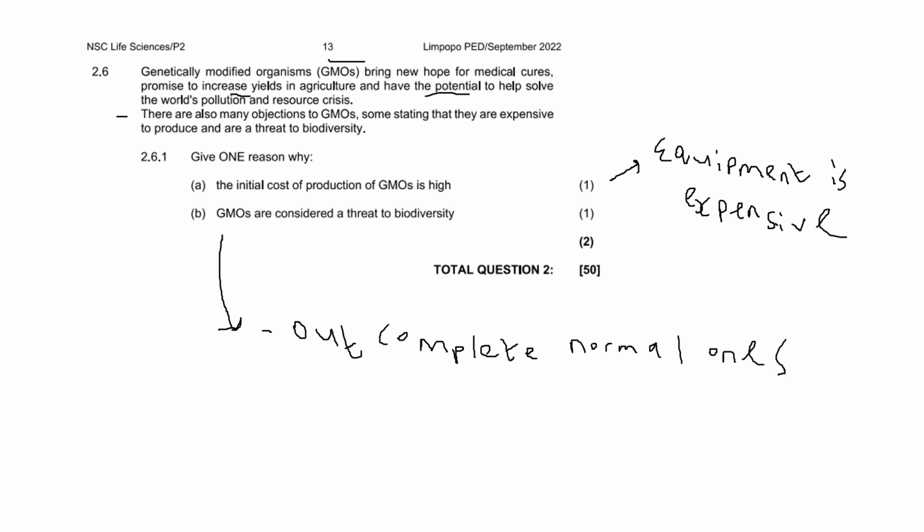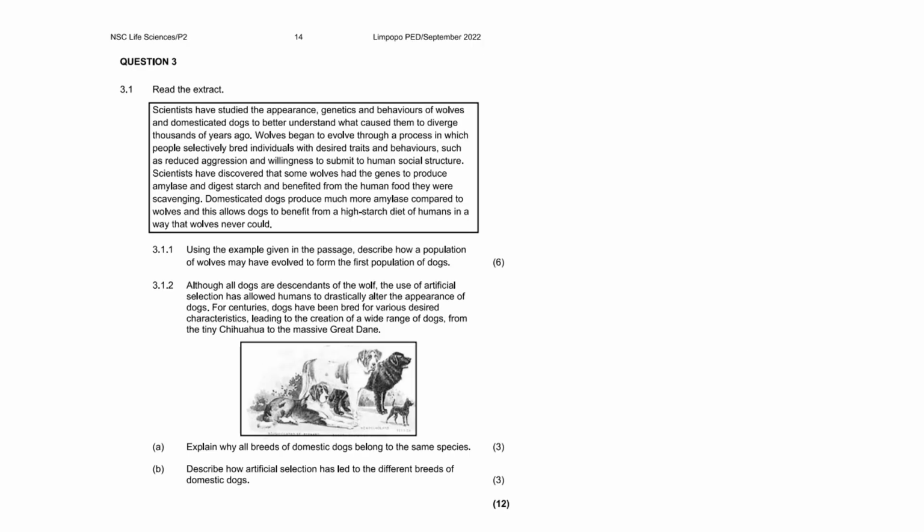So it's only two questions for that. Okay. Now let's go to question number 3. Given a long paragraph, we've been told that scientists have studied the appearance, genetics, and behaviors of wolves and dogs.